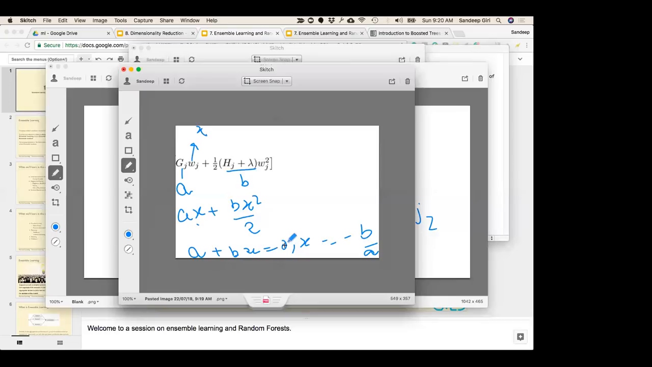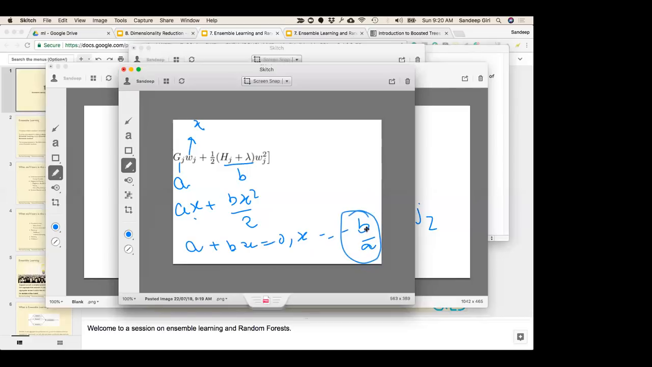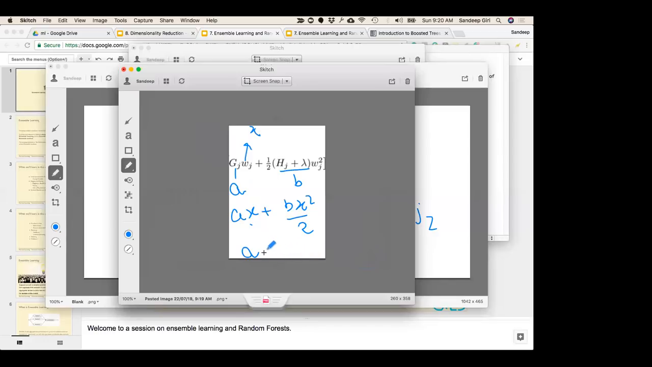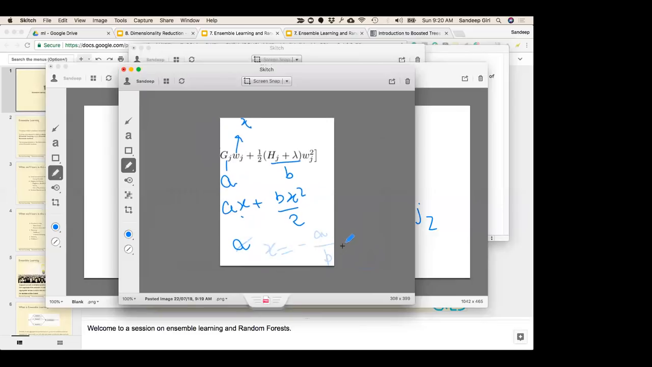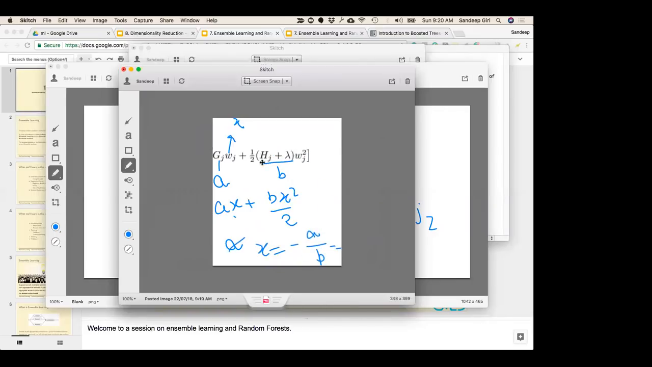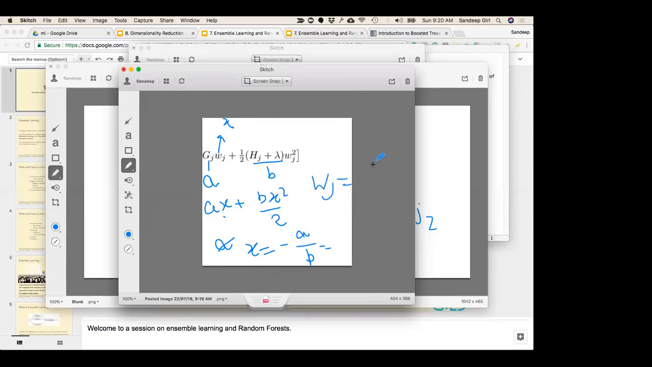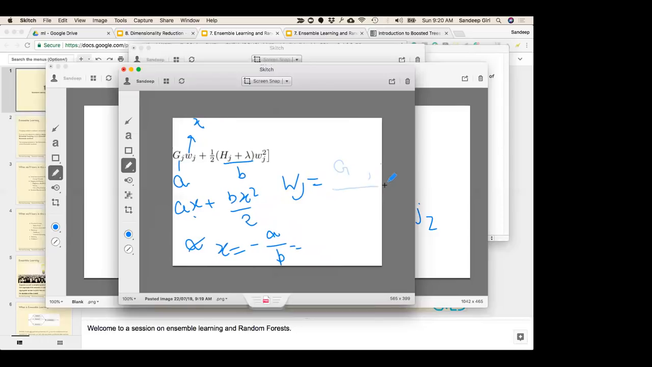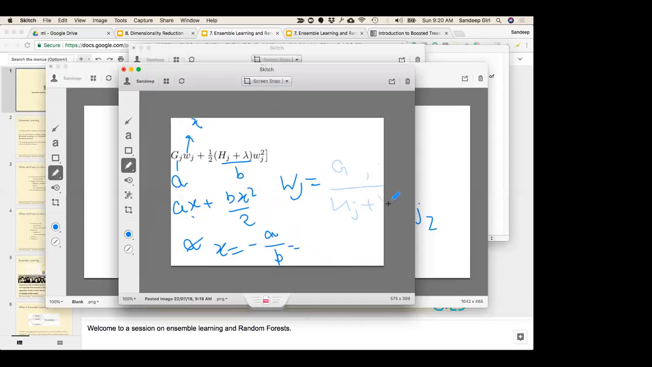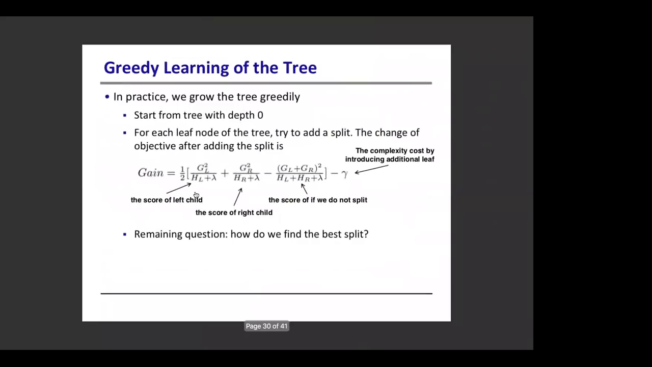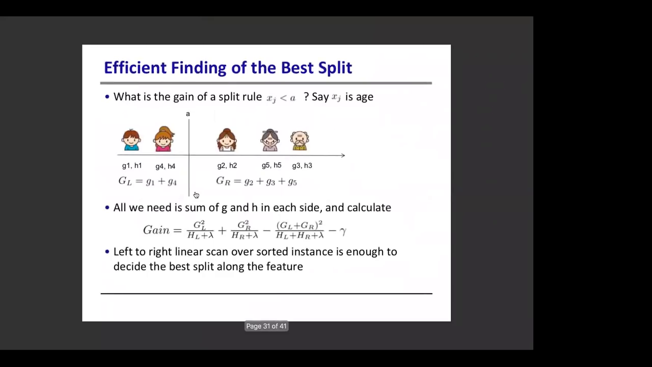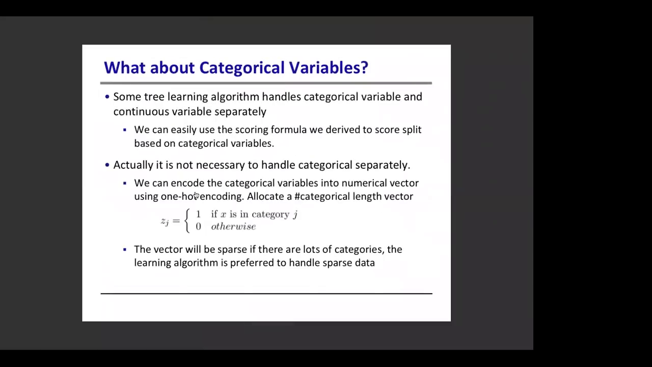Now, if you take a look at this one, yes, you're right. It should be A by B, not the other way around. So x is going to be minus of A by B. Now, what is x? X is essentially wj. So wj is going to be equal to, A is what? Gj divided by hj plus lambda. So that's what is going on, and so basically this can be done on a large data set.